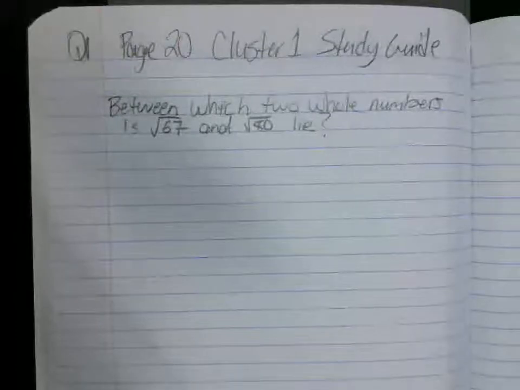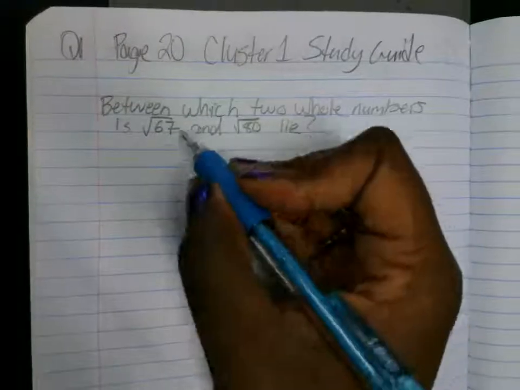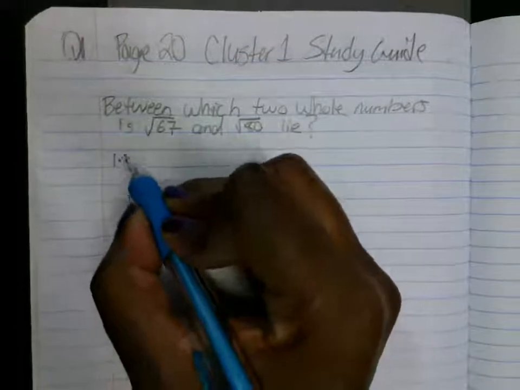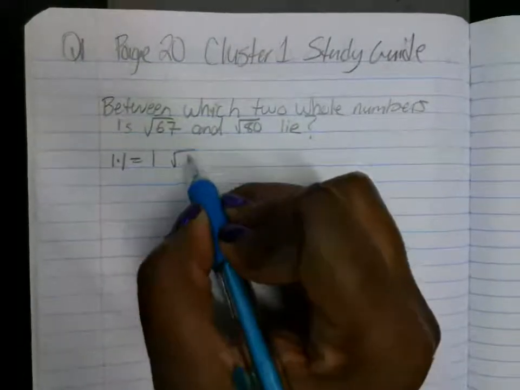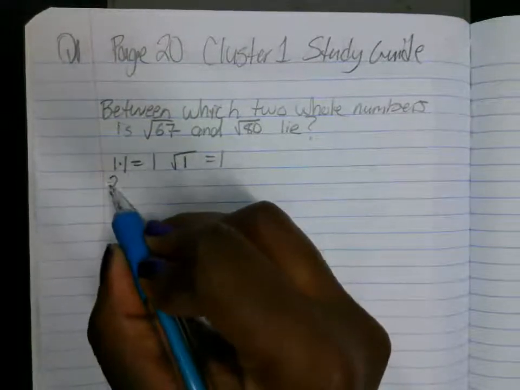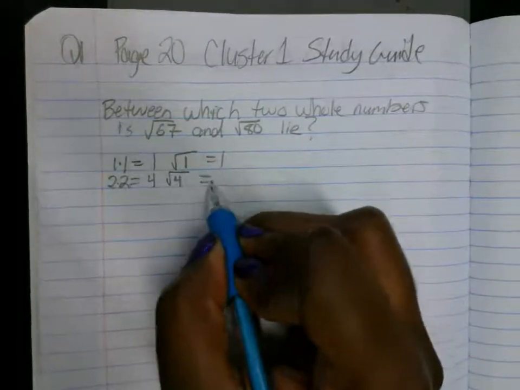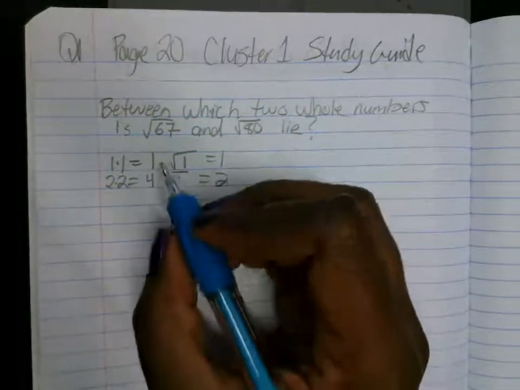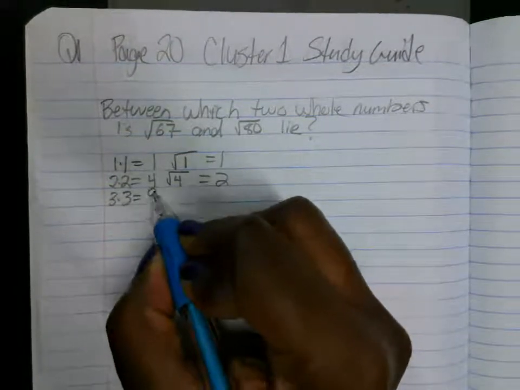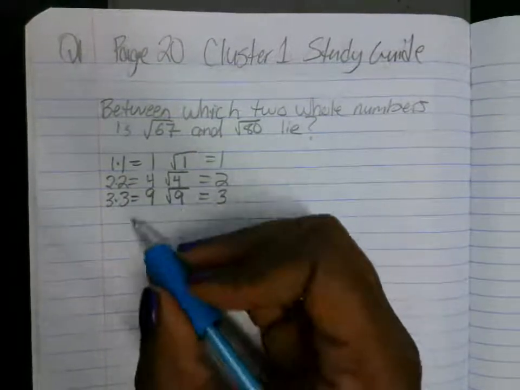All right, so this is how you answer a question as such. Think about what your perfect squares are. I'm going to list them real quickly. 1 times 1 is 1, so the square root of 1 is equal to 1. This is a perfect square. 2 times 2 is 4. The square root of 4 is equal to 2. 4 is a perfect square. 3 times 3 is what? 9. The square root of 9 is 3. 9 is a perfect square.